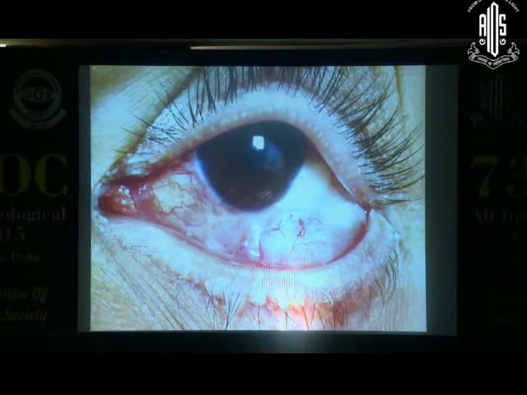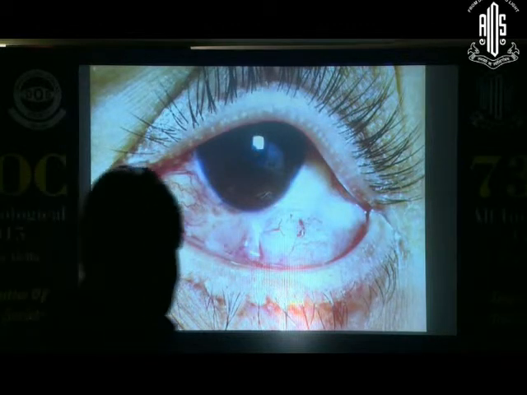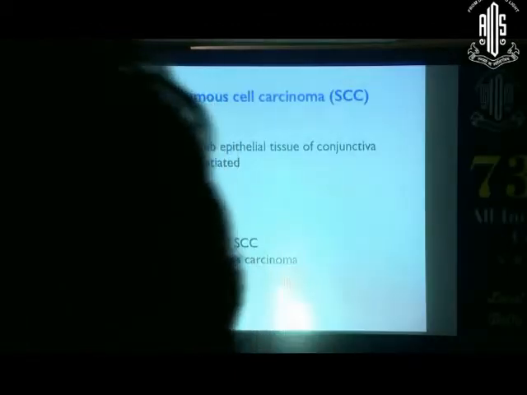So we have these aggressive variants like spindle cell, adenocarcinoma, and the mucoepidermoid carcinoma. Usually the mucoepidermoid carcinoma, more than having keratin, will have mucus accumulated in it, mucoid accumulation. So usually they appear as an elevated nodular lesion over the surface. And more so, since being invasive, there are high chances that it can have an intraocular extension.